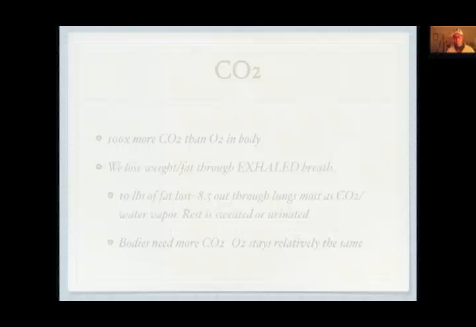The body needs more CO2. Okay. Your oxygen stays relatively the same. I believe 90% is bad. I've also heard 95% oxygen tension is bad. When I had my last physical, I was at 98%.